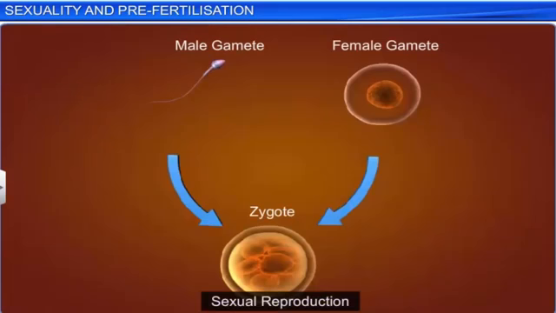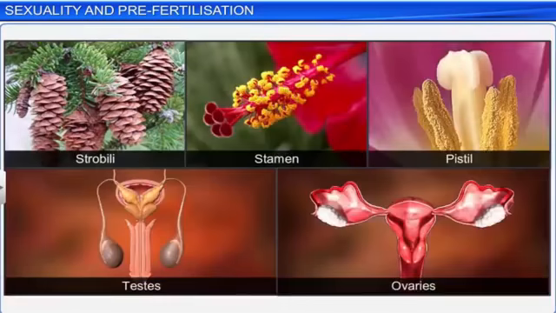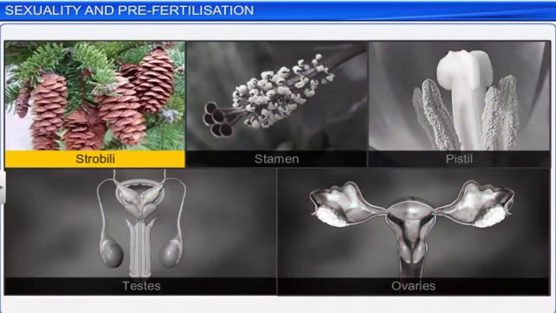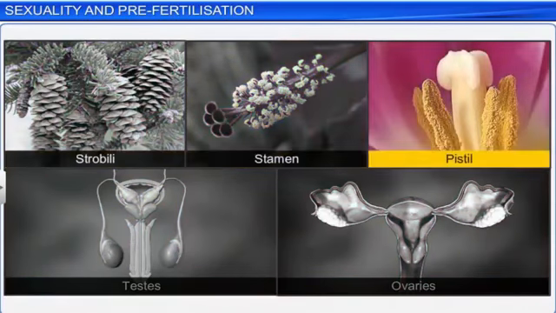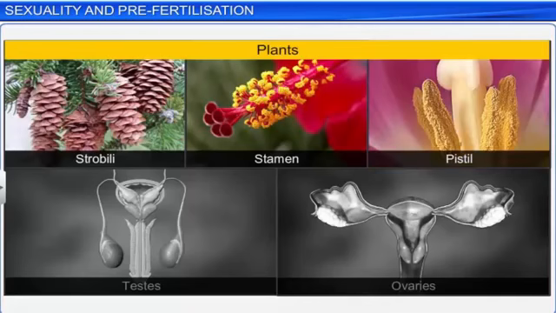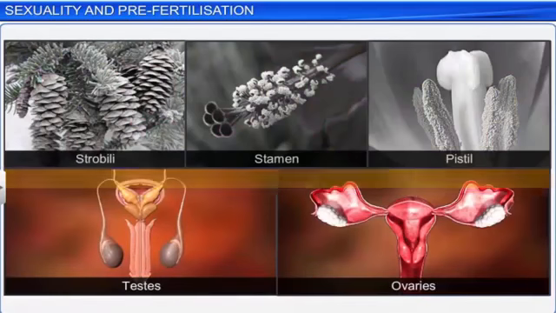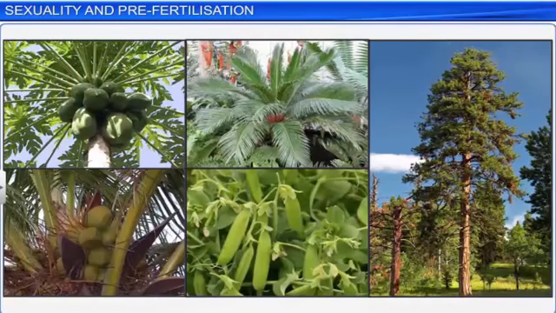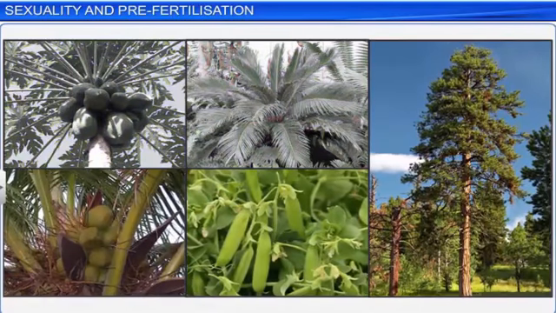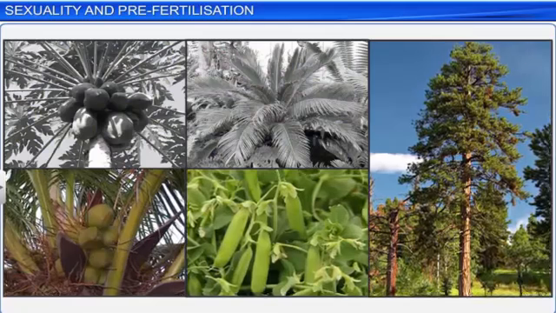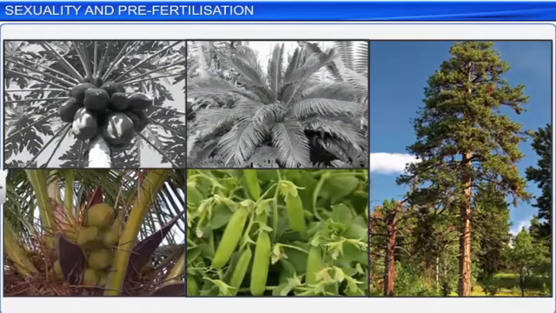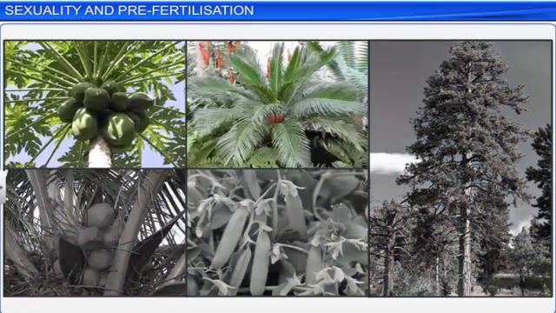This form of reproduction essentially involves the fusion of male and female gametes, produced by reproductive structures such as the strobili, stamen, and pistil in the case of plants, and testes and ovaries in animals. Interestingly, while some organisms are endowed with both male and female reproductive structures, others possess only one of either reproductive structure.